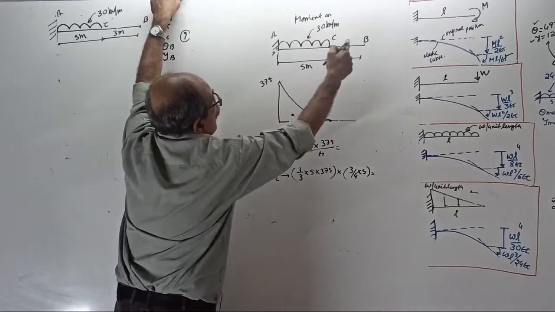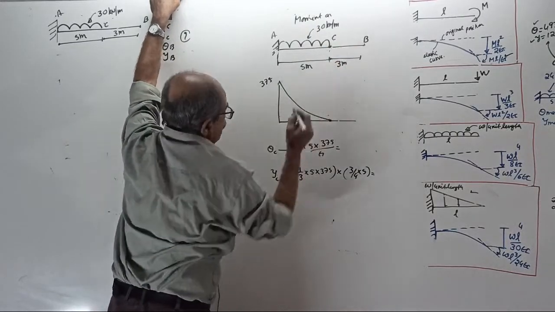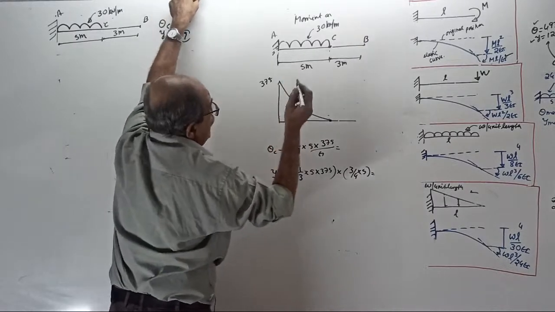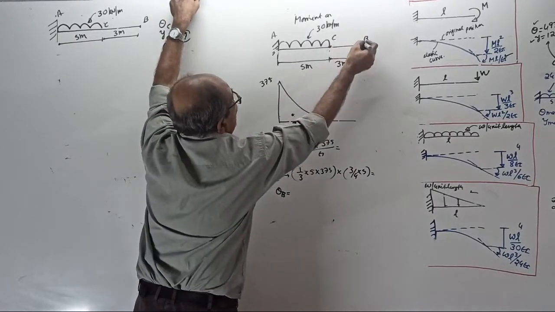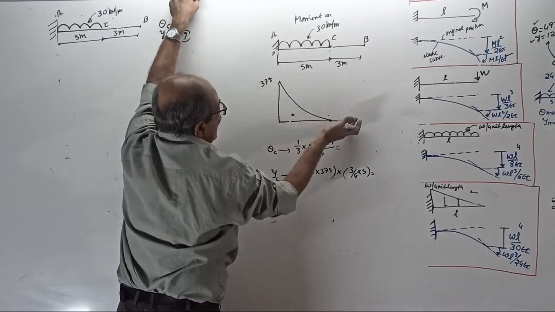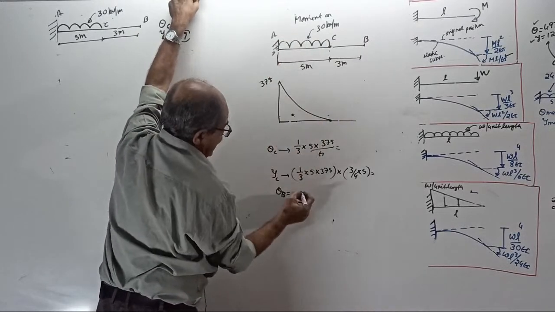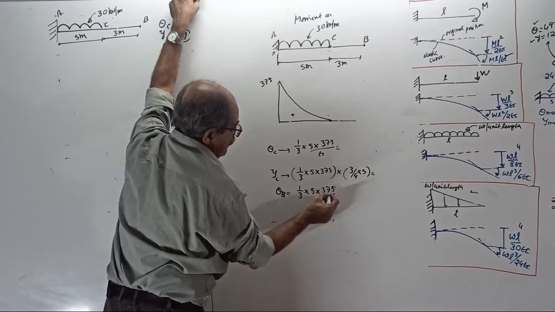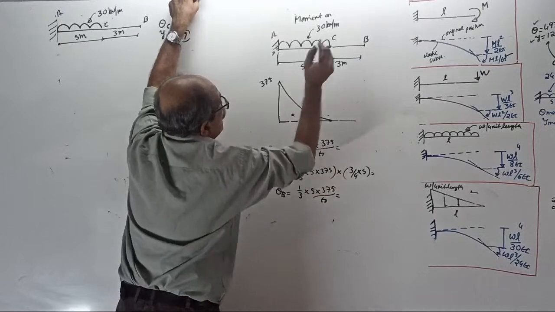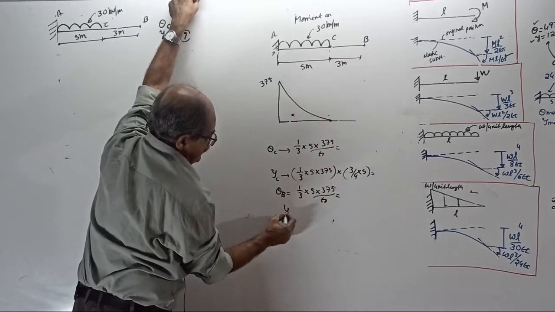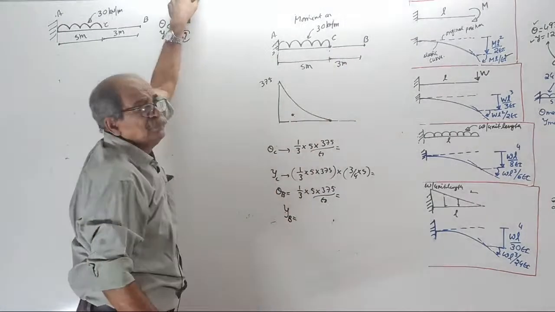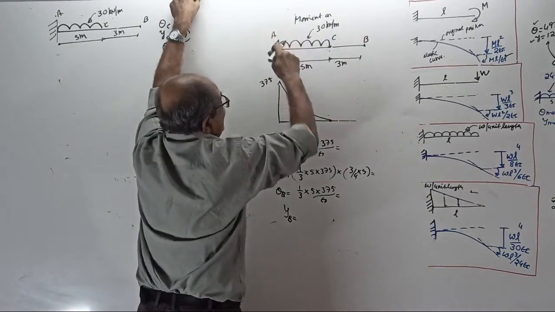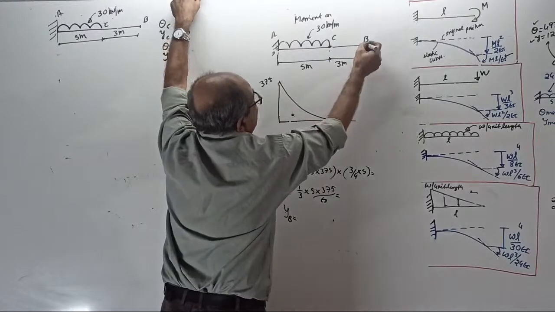Then they want slope at B. Slope at B equals the area of the BM by EI diagram between B and A. There is nothing there, so once again the same area: 1 by 3 of 5 into 375 by EI. They want deflection at B. It is the moment of the area of the BM by EI diagram from the free end B up to the fixed end, the full area, moment about B.